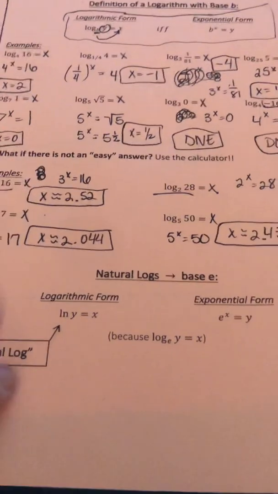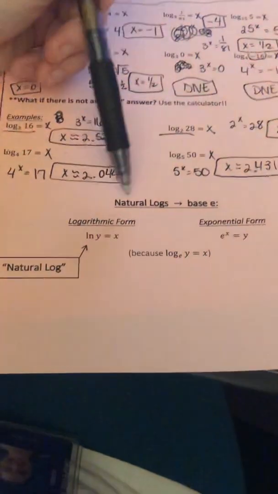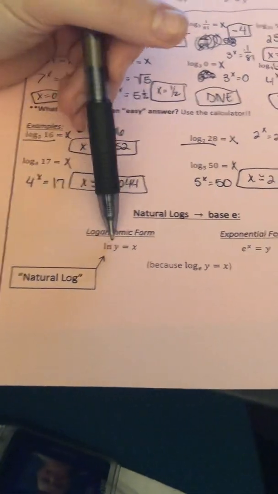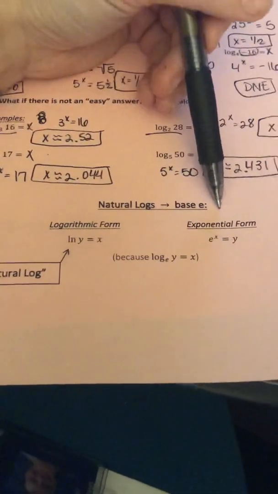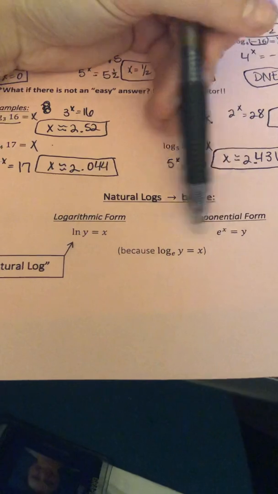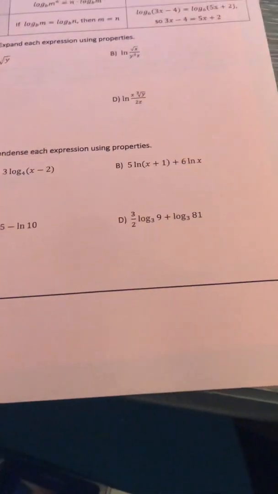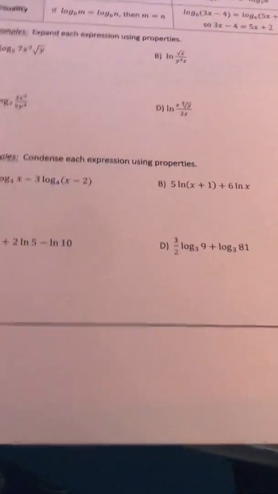All right, down here it talks about natural logs and base e. The natural log is going to be ln, and then the exponential form is e to the x, which is equal to y. All right, so let's move on to properties of logarithms.